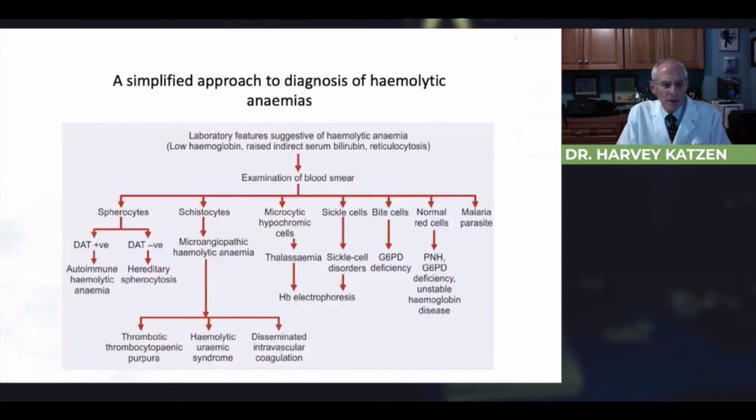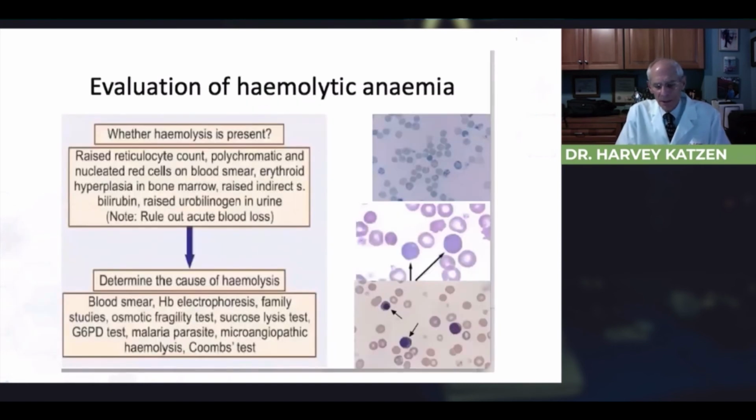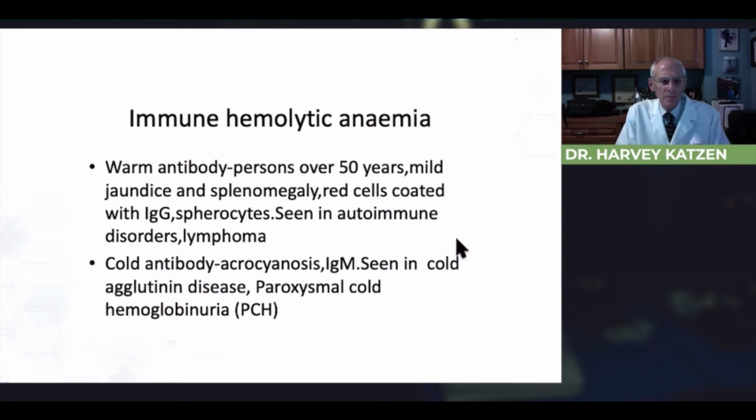So again, how do you think about these anemias? Sometimes there are specific types of fragmented cells that we see. If you're suspicious that it's immunologic or due to a medication, you'll do a Coombs test, which looks for antigen-antibody deposition on the surface of the cell. Just another example of the smear.